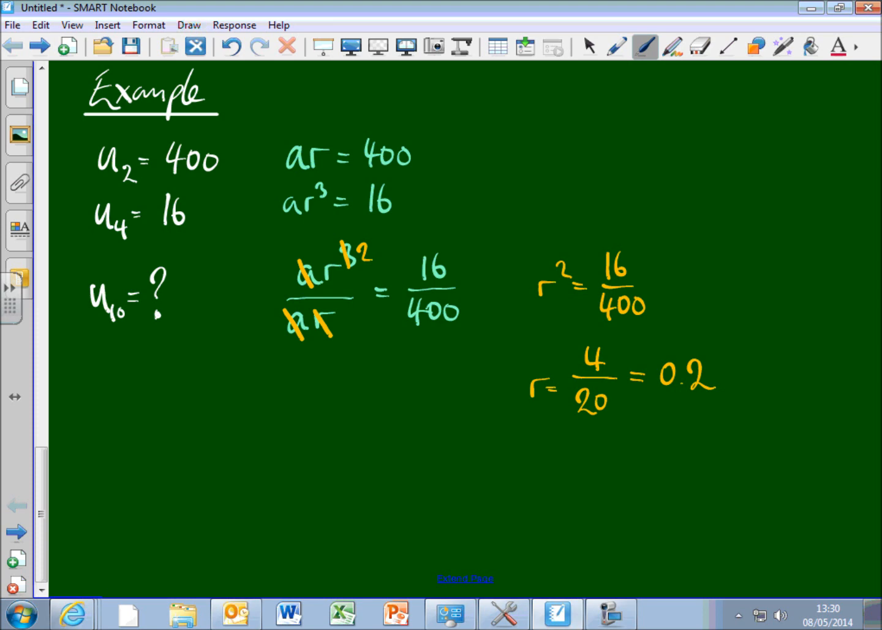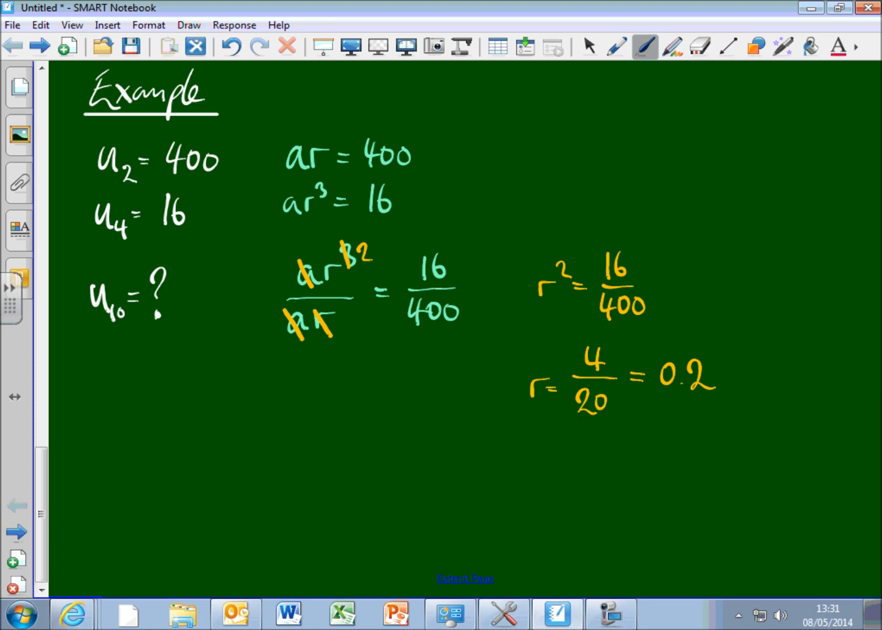Okay? Now that method always works. If you're given two terms in the geometric sequence, divide them by each other, the A's will always cancel because they've both got a factor of A in, and then the R's will cancel down to R to the power of something, and then you just root it. Yeah.